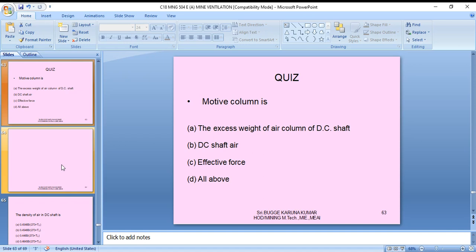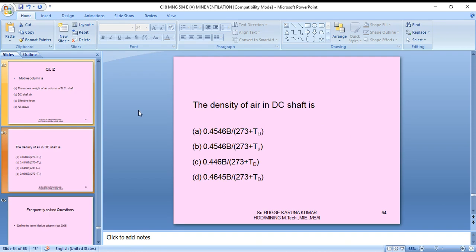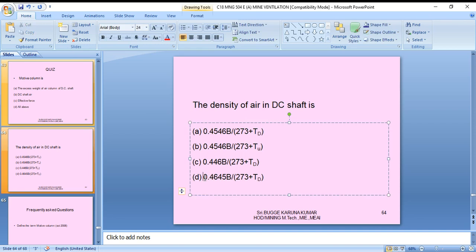Next, what is meant by motive column? The excess weight of the air column in the downcast shaft or DC shaft, effective of forces. So all the above: under these three conditions only, the motive column will work. Right, next. Can we give the correct word DC for the DC shaft? Which one is correct? 0.4645B over 273, the density of the air in a DC shaft. The DC one is correct. So these are the general quiz questions that can be expected.